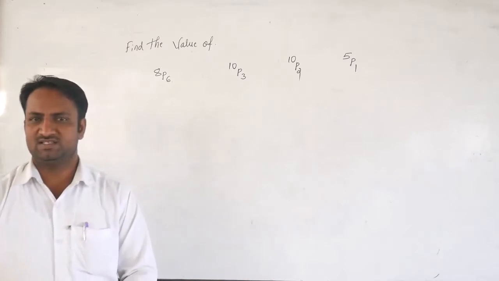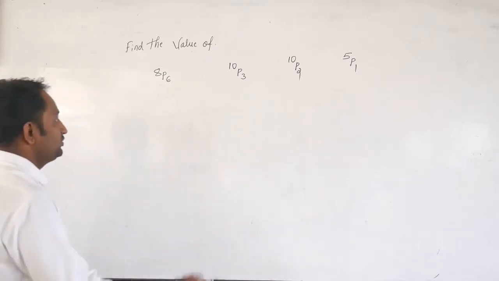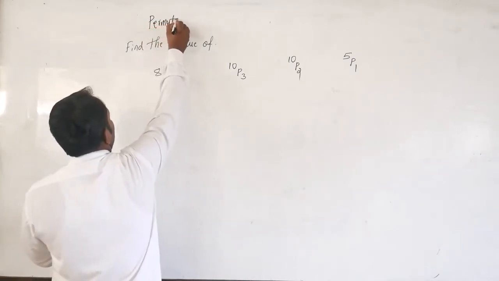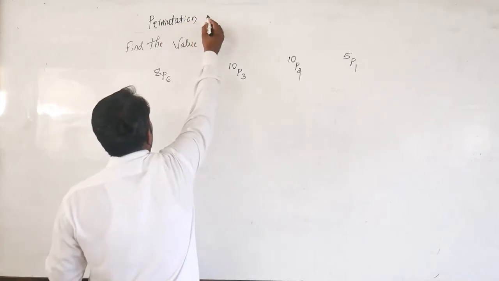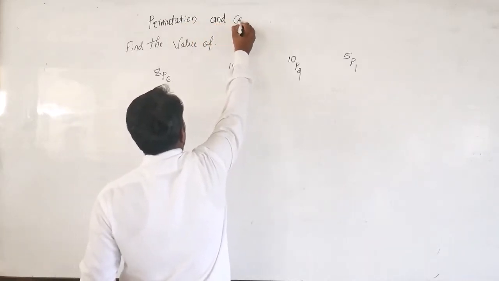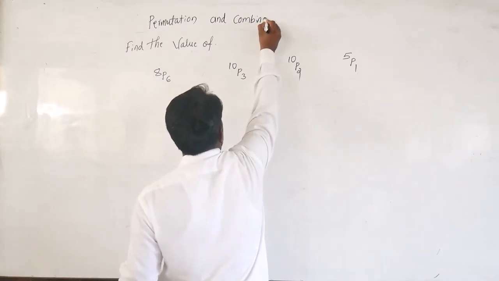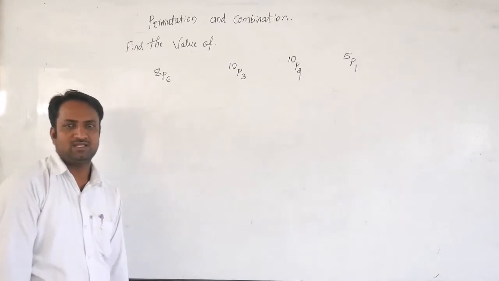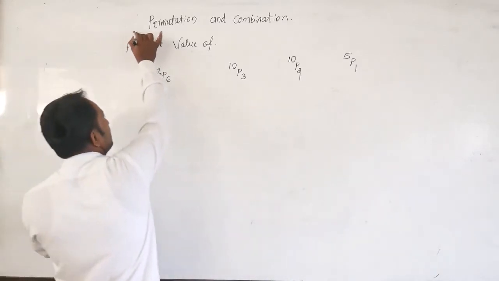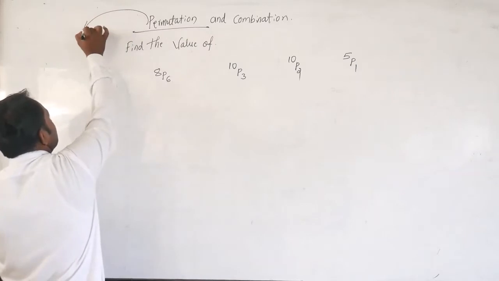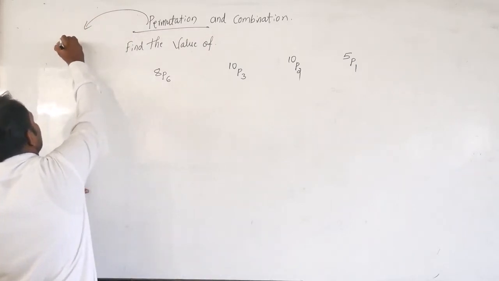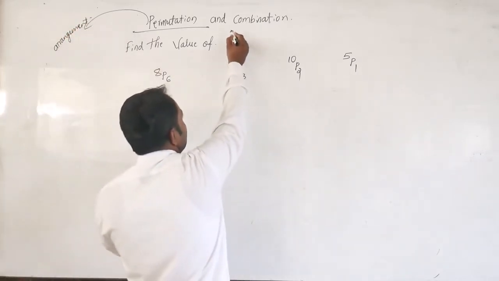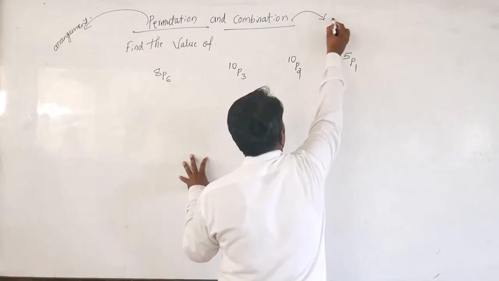In previous classes, we discussed the basic concepts of permutation and combination. Very important and essential: permutation means arrangement, and combination means selection.